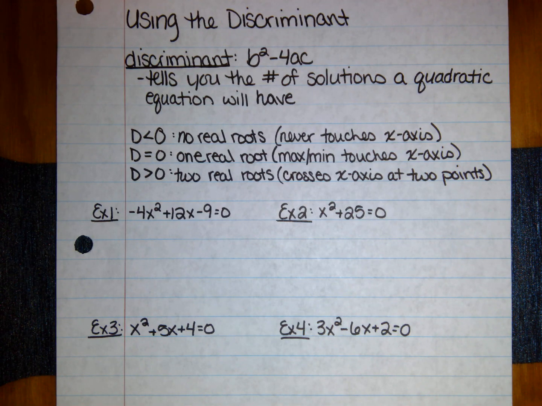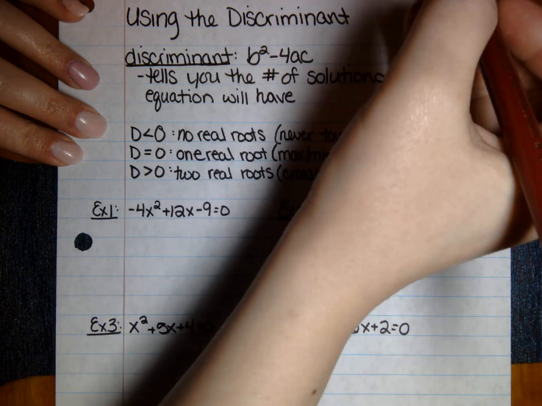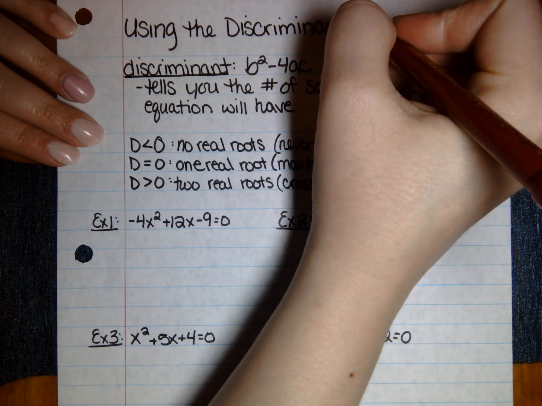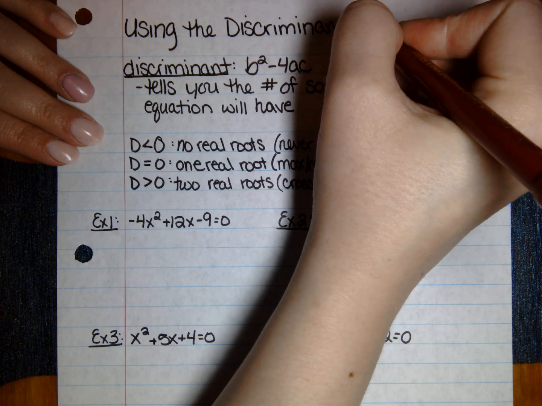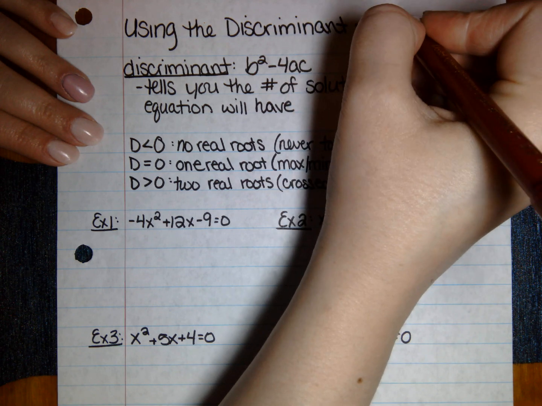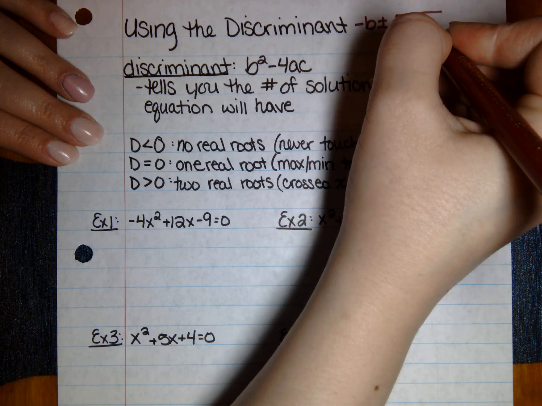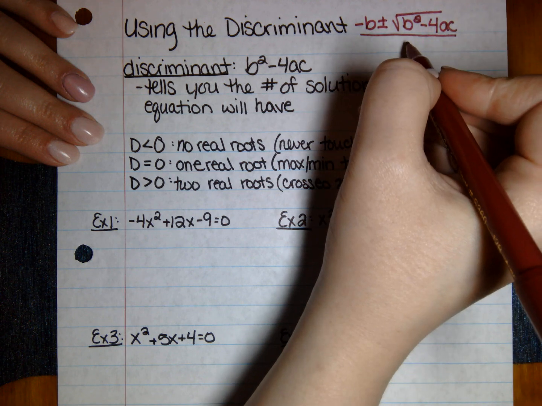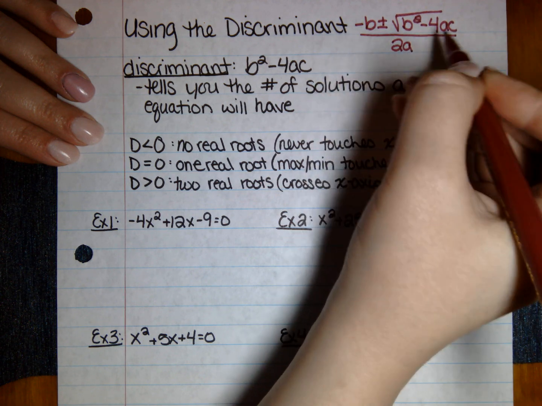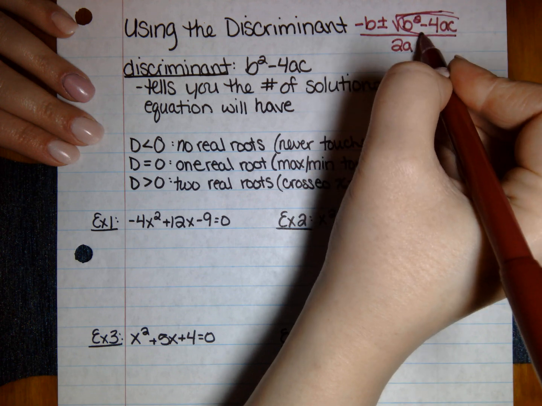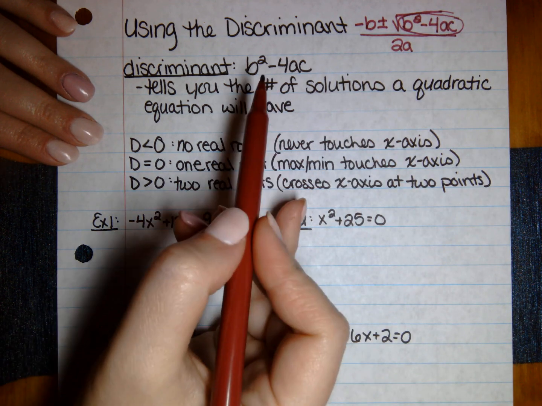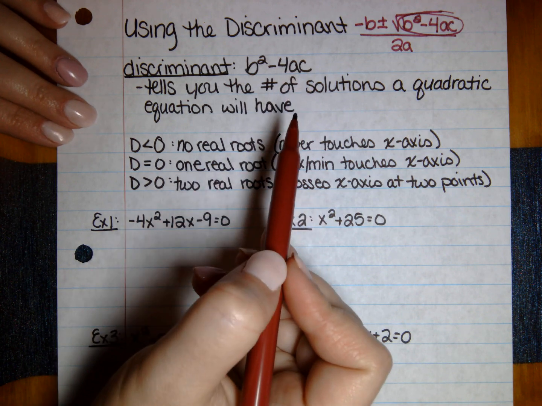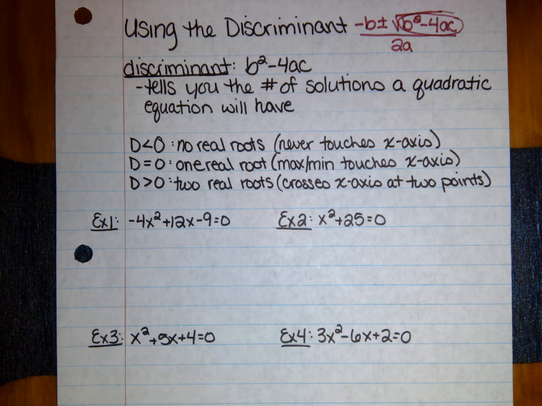Using the discriminant. When we're talking about our quadratic formula, the quadratic formula is negative b plus or minus the square root of b squared minus 4ac all over 2a. Our discriminant is this piece underneath the radical, so it's the b squared minus 4ac. When you solve the discriminant, that's going to tell you how many solutions you have on a graph.